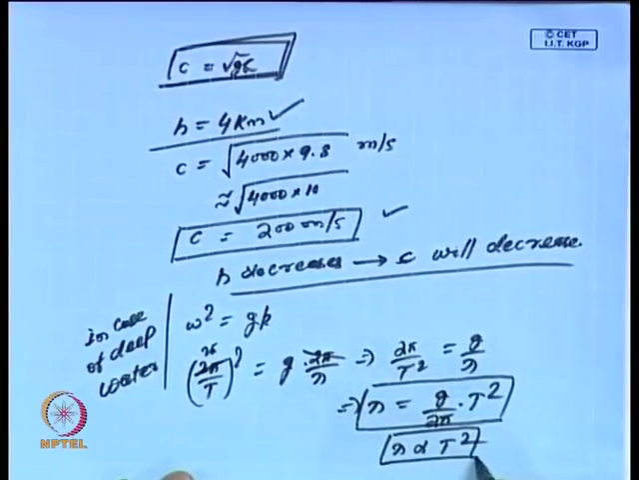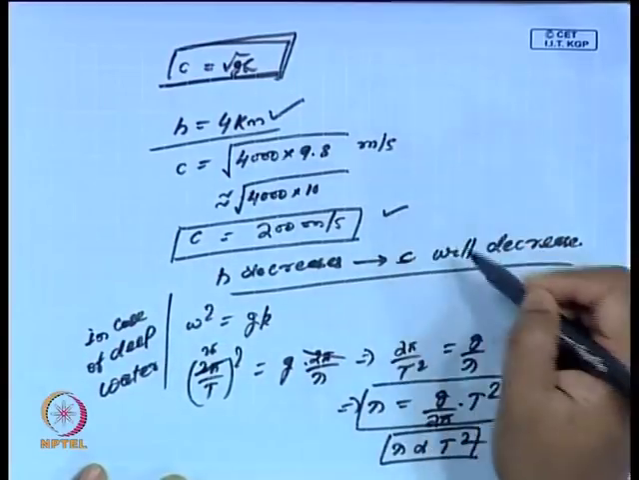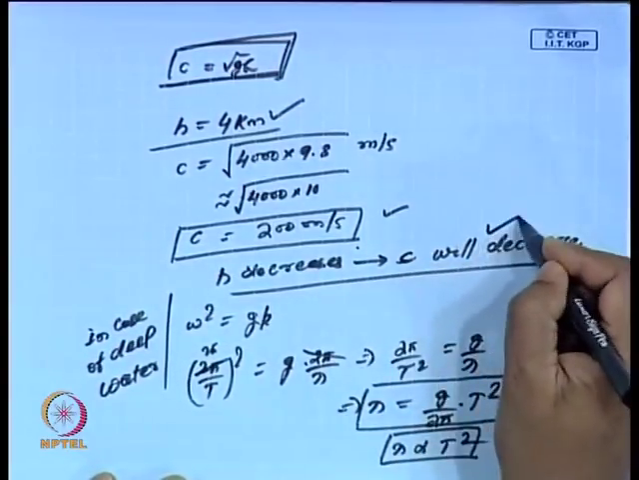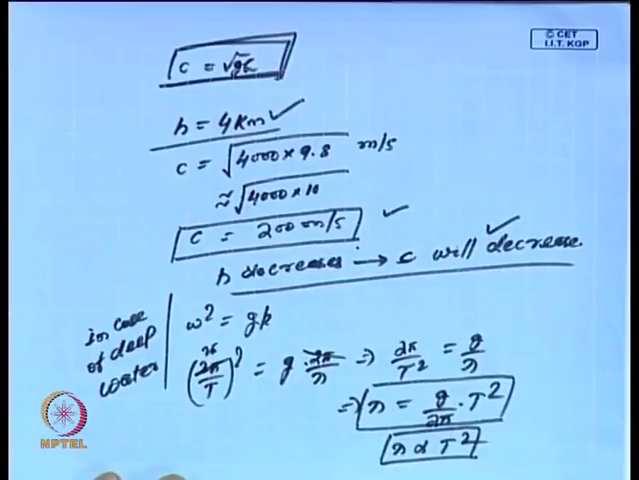If the period increases, lambda varies as T square, because g is a constant and 2 pi is a constant. That means the wavelength will increase with an increase in time period. So, these two observations tell us about these two cases. When the depth h decreases, c will decrease, so the speed of propagation will decrease. On the other hand, with an increase in time period T, the wavelength of the wave will increase, because lambda varies as T square.